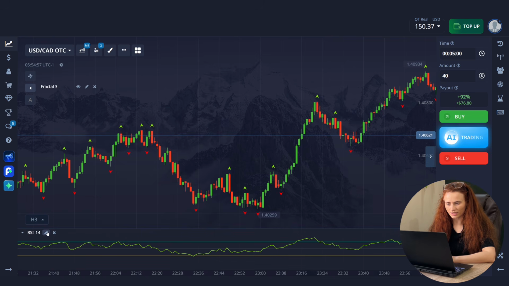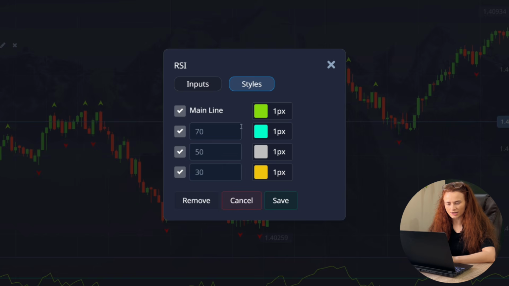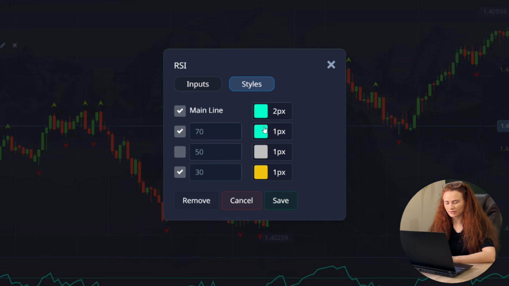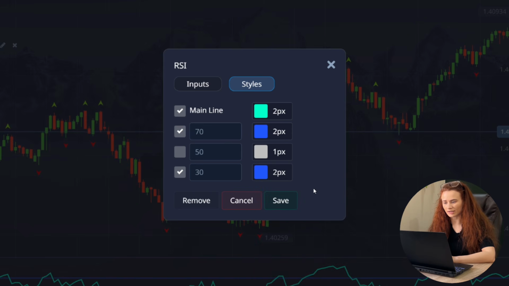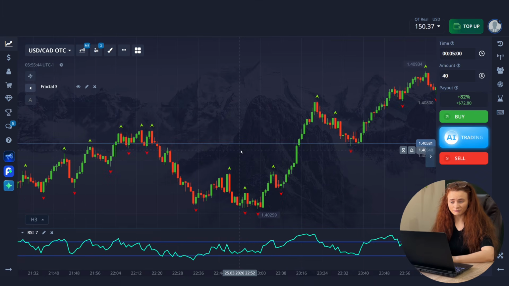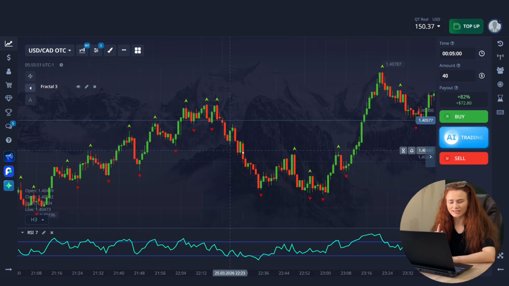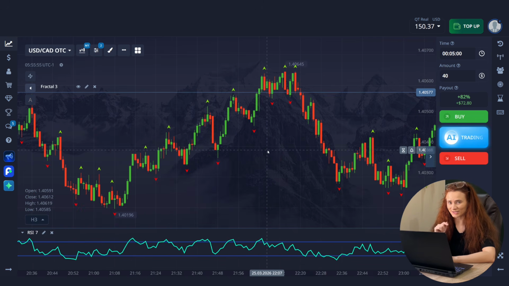Now RSI, reduce the period to 7. This makes the indicator more sensitive to price changes. In the settings, disable level 50, we don't need it here. Main line is turquoise and thicker. Level 70 and 30 will be blue and also thicker. And done! Remember how these 2 RSI levels look, 70 at the top and 30 at the bottom. The entire strategy logic is built around them. And for now, it's time to start.